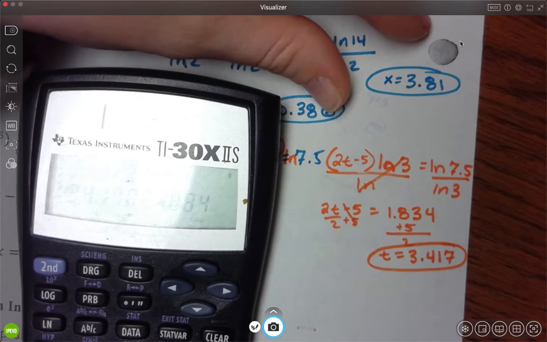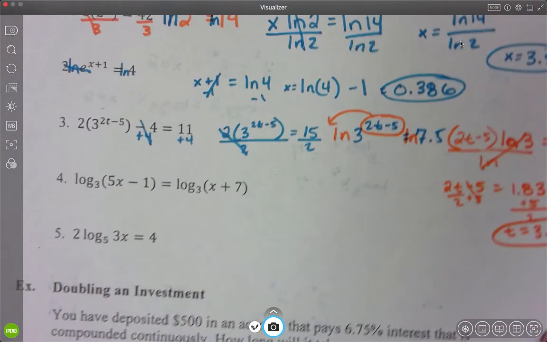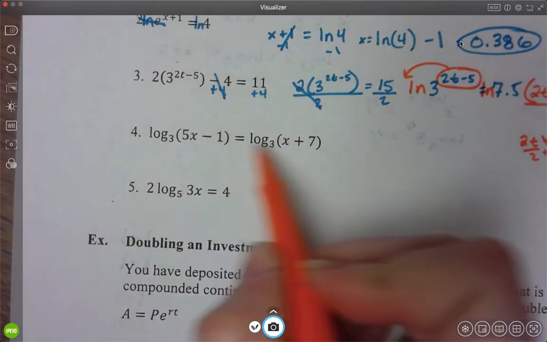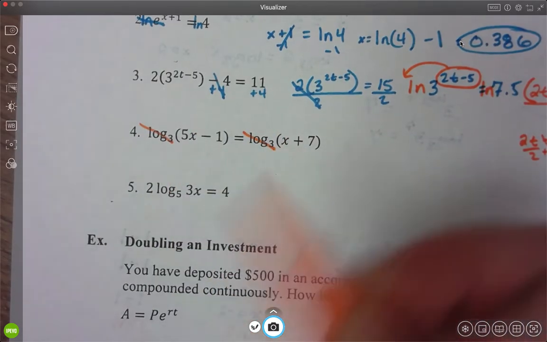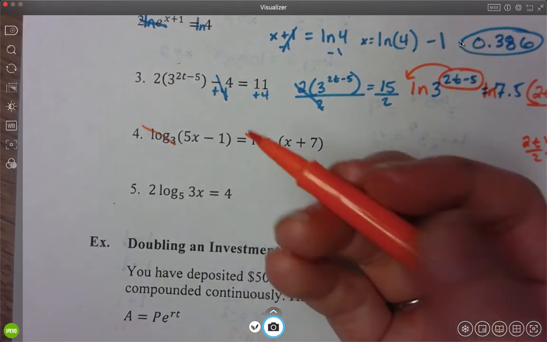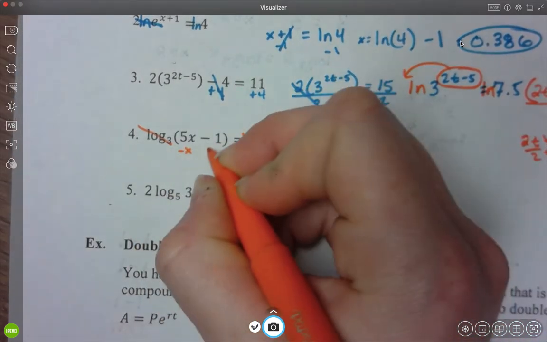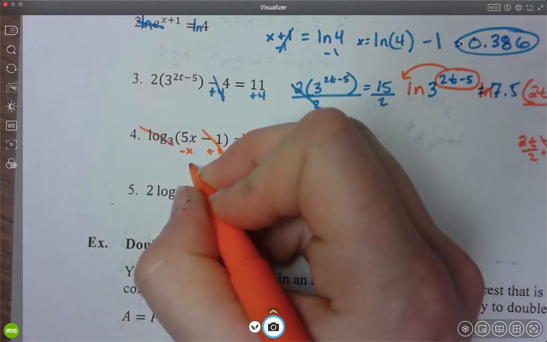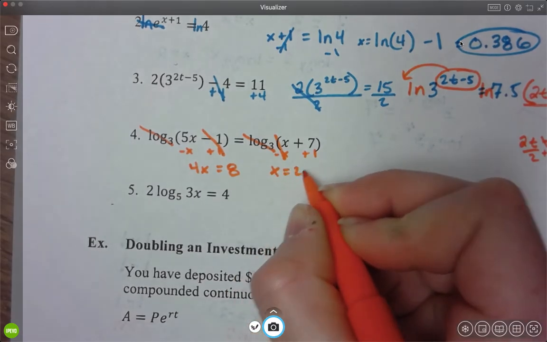Okay. All right. Number 4 is probably the easiest one in the whole sheet, just because there's a log 3 on both sides. So since there's a log 3, I can just cancel those 2 out on both sides and then just solve for x from there. So I'm going to subtract x here, and I'm going to add the 1. So 4x will be equal to 8, and x equals 2. That one was kind of nice.